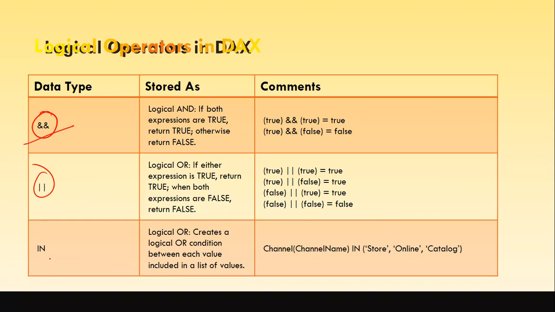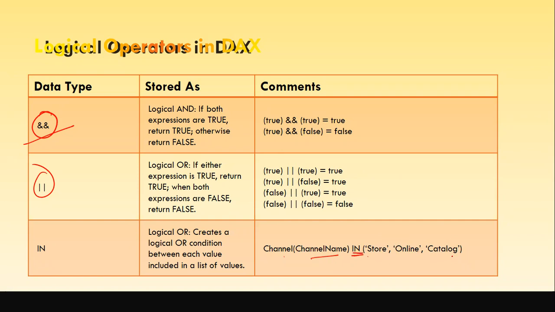And IN is, supposing you have a column by the name of channel name available in a table by the name of channel. You want to retrieve the data related to these three channels. The advantage of IN is that inside the IN, you can specify more than one search pattern: store, online, catalog. Otherwise, what will happen if you use OR? You can use OR also. Channel name is equal to store, or channel name equal to online, or channel name equal to catalog. You have to use multiple ORs. Instead, you can use IN.